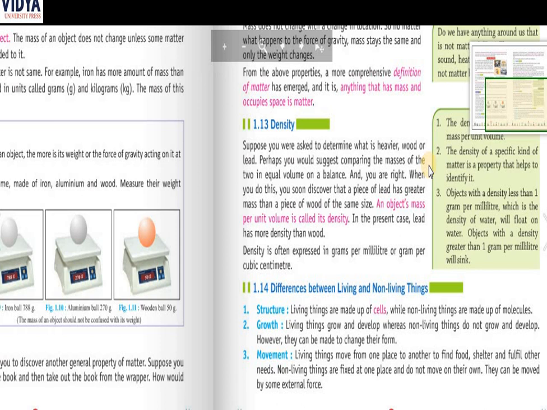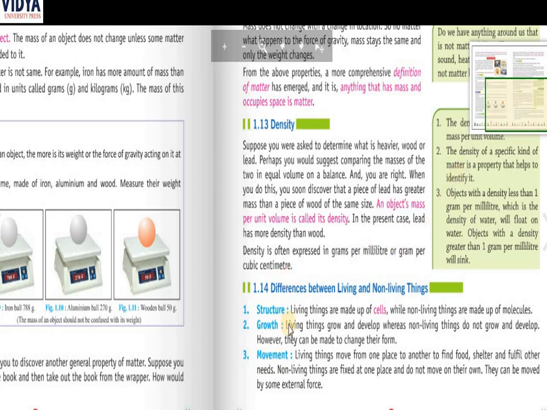So the definition of density will be: density is an object's mass per unit volume. In the present case, lead has more density than wood. Density is often expressed in grams per milliliter or grams per cubic centimeter.